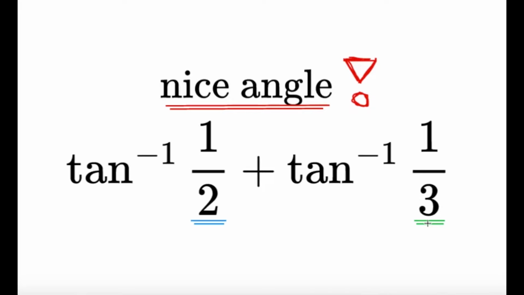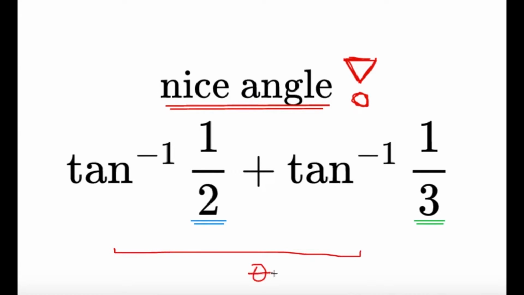Now, a little spoiler: this evaluates to a very nice angle, and we'll see what this angle is in a while. Since we have inverse tangents here, we expect that the result is going to be an angle. Because if we take the inverse tangent of tangent theta, we get theta back. So since this is an angle, why not make this equal to theta for now?